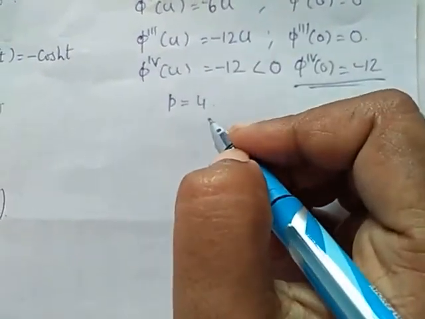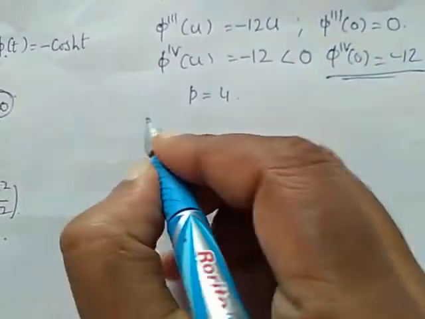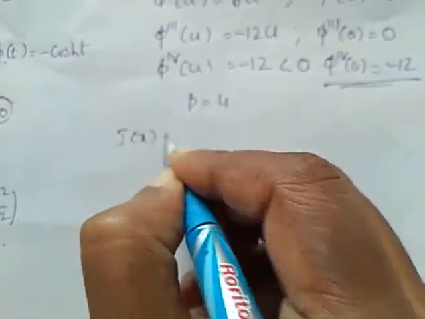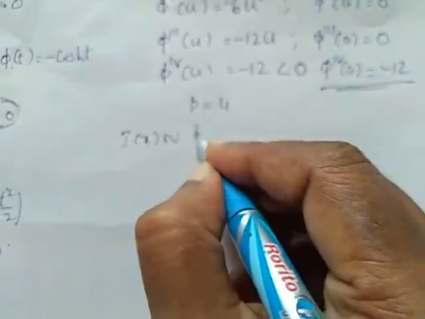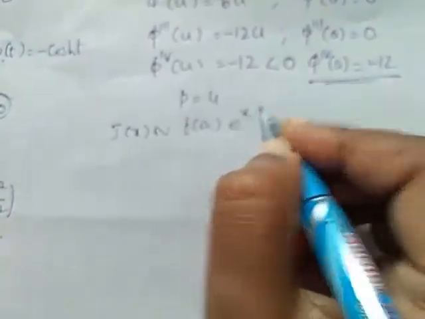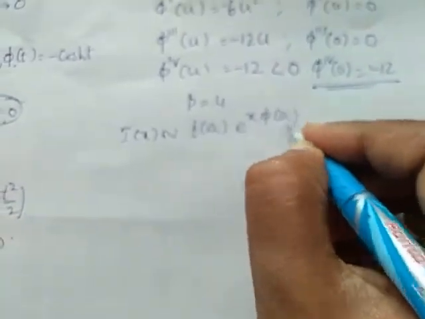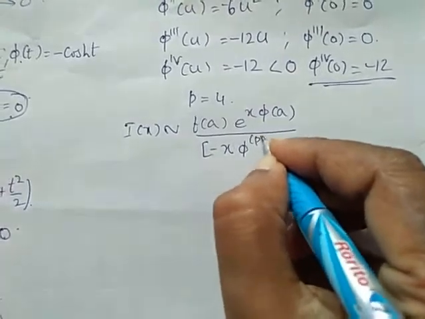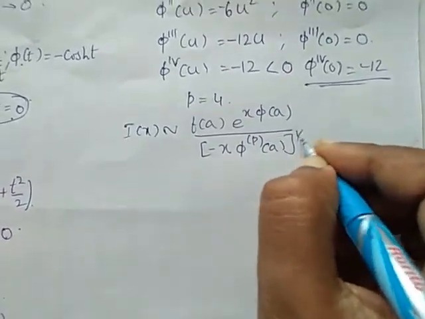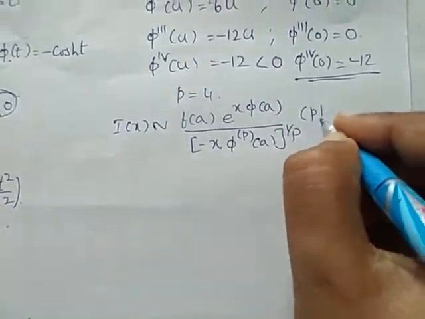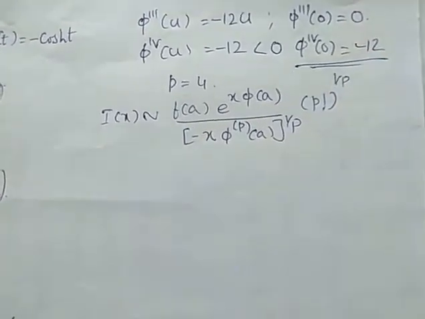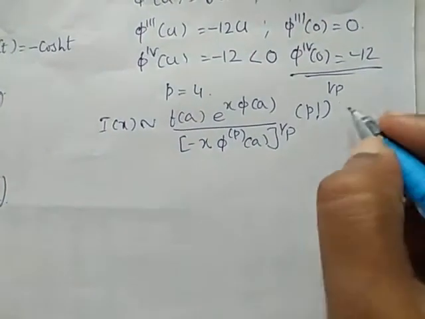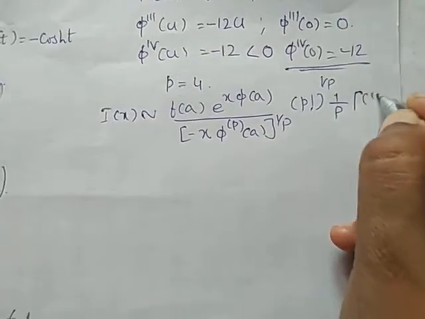So when we substitute in the formula, what is our standard formula? I of x is asymptotic to f of alpha, e power x phi of a, where alpha is a in this case, minus x, phi of p of a to the power 1 by p, p factorial to the power 1 by p. It is the second case, therefore 1 by p into gamma of 1 by p.